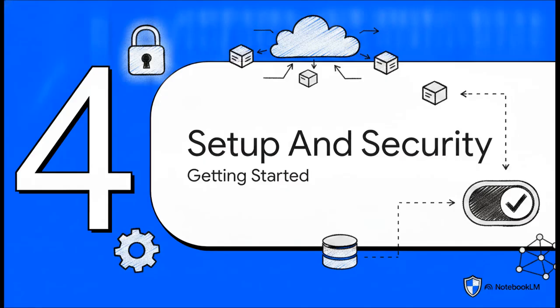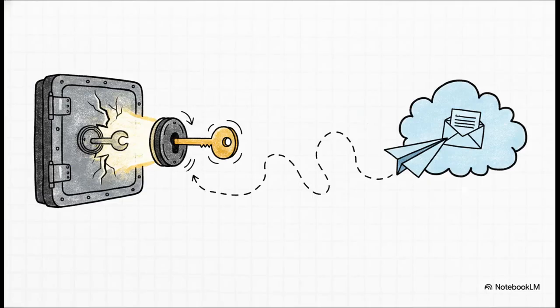Let's jump into Section 4, Setup and Security, to get you started. Shifting from theory to practice for a minute, you need to know this tool is strictly opt-in and actually hidden by default. To even see it, an administrator has to first enable it in the Fusion Setup Manager, specifically under the manufacturing offering. But that's just step one. You then have to submit a support request to Oracle.